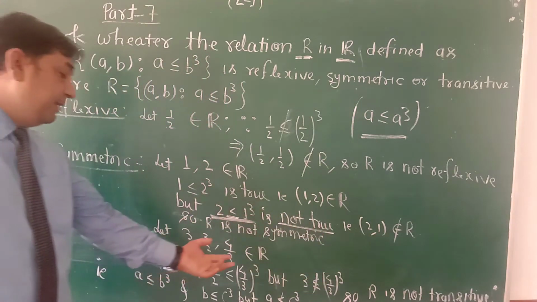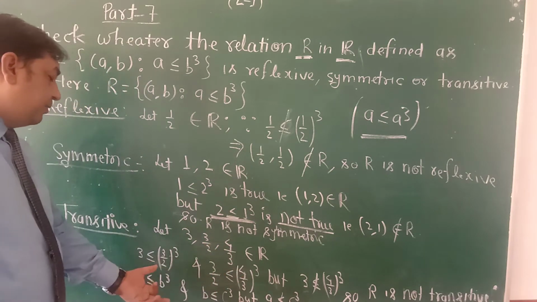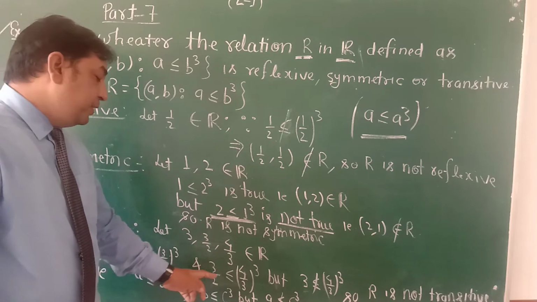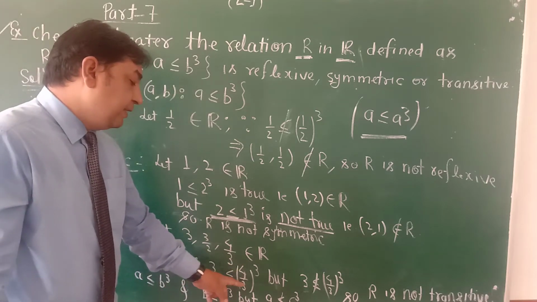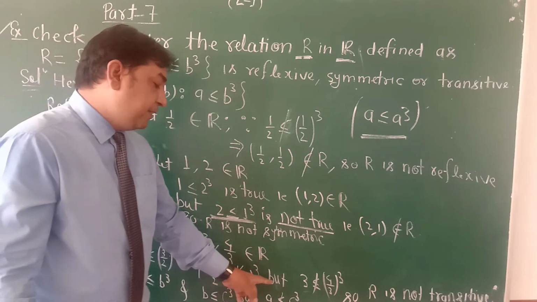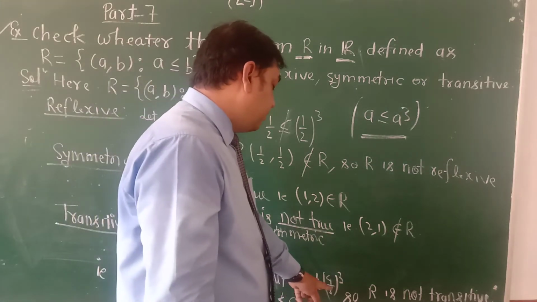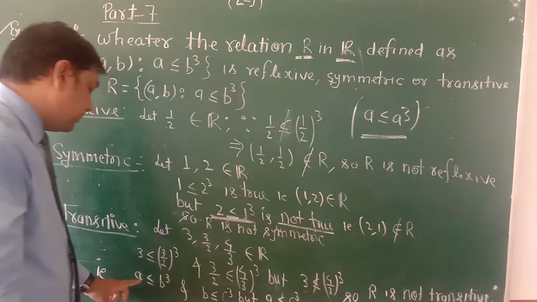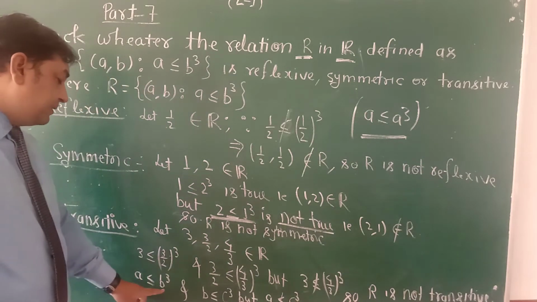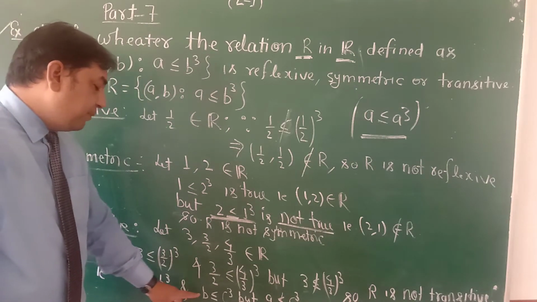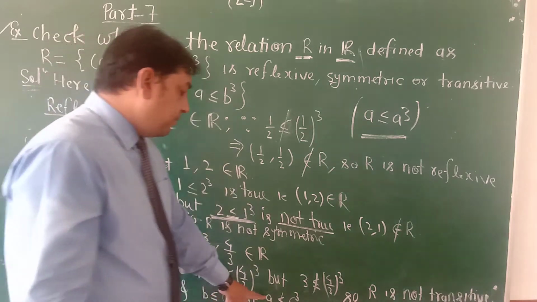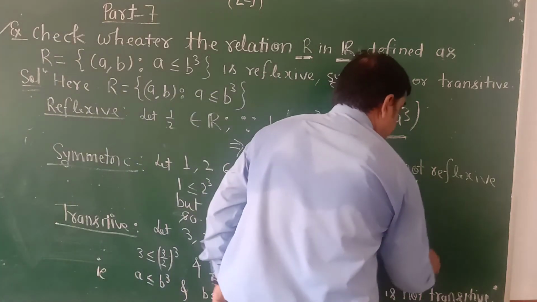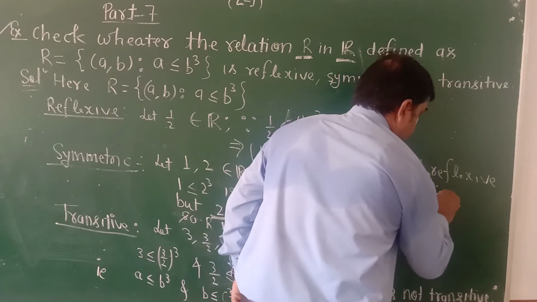So we take 3 elements. 3 is less than or equal to (3 by 2) cube, it is true. 3 by 2 is less than or equal to (4 by 3) cube, this is also true. But 3 is less than or equal to (4 by 3) cube is not true. That is, a is less than or equal to b cube and b is less than or equal to c cube, but a is not less than or equal to c cube. This is the definition of a transitive relation failing.